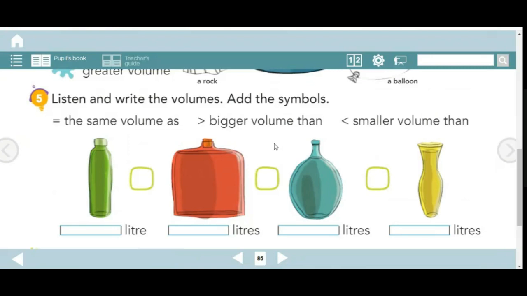Listen and write the volumes. Add the symbols. When it's full, the green bottle holds 1 liter of water. When it's full, the yellow bottle holds 1 liter of water. When it's full, the red bottle holds 3 liters of water. When it's full, the blue bottle holds 2 liters of water.